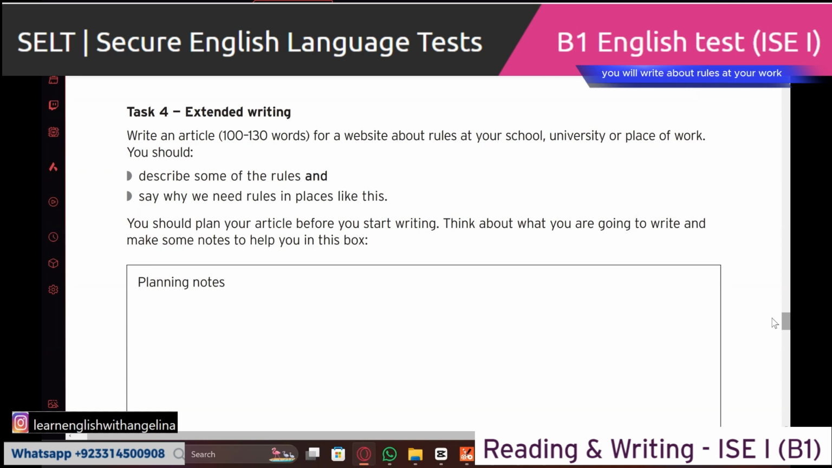Anyways, first of all, you will write about rules at your work, not your school. You will write about rules at your place of work. Firstly, I want to describe some rules. Like, for example, if I work as a baker, what are the rules at my work? I need to wear an apron. I need to wear my baking gloves, and wash my hands over and over. I need to remove any jewelry that I'm wearing so that the food remains hygienic.